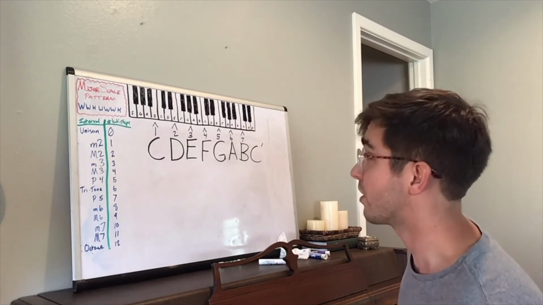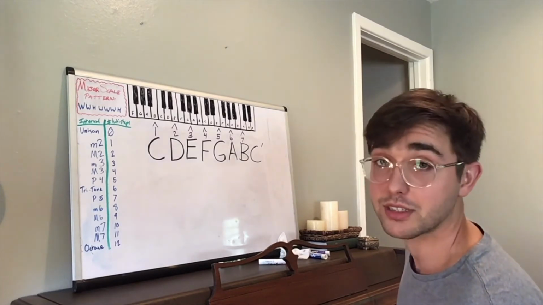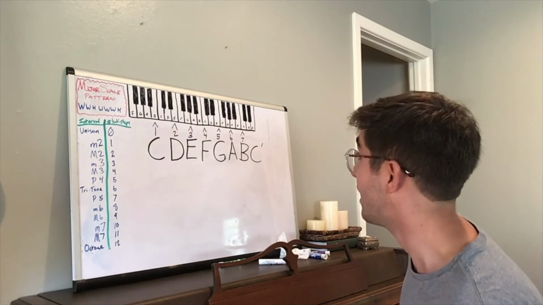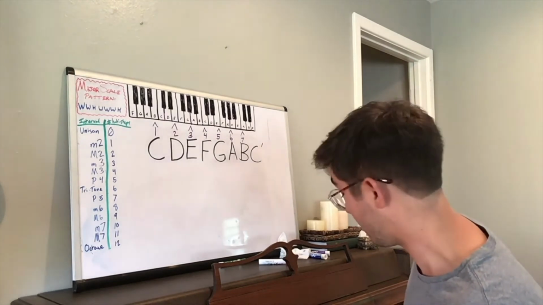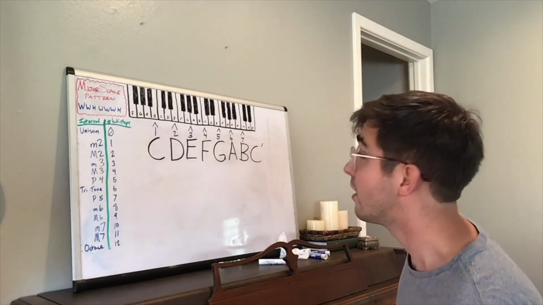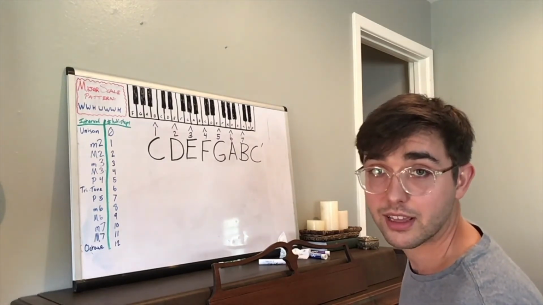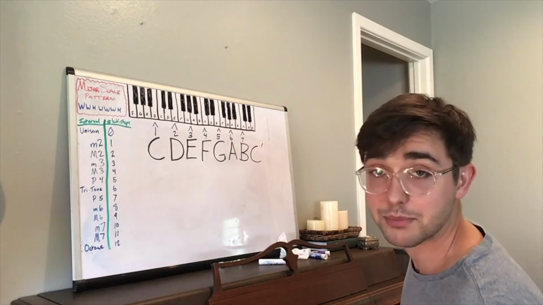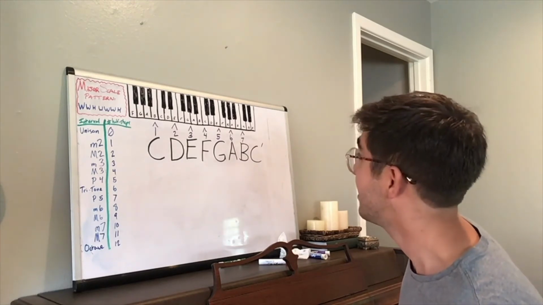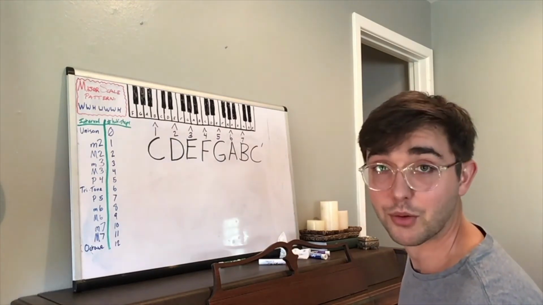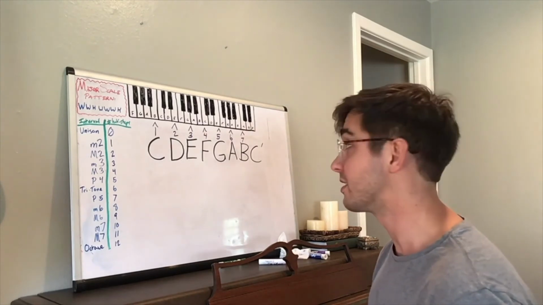Then we already talked about how E to F is a minor second, so let's skip to F and go to G. That is a major second. G to A is a major second. A to B is a major second. And then B to C, like we already talked about, is a minor second.